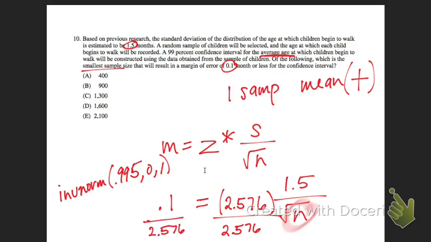Oh, wait. 0.0388 equals 1.5 over square root of N. Now, I want to get N by itself. So a couple things you could do. You could multiply each side by the square root of N, and then divide by 0.0388, or you could put this over 1 and then cross multiply.